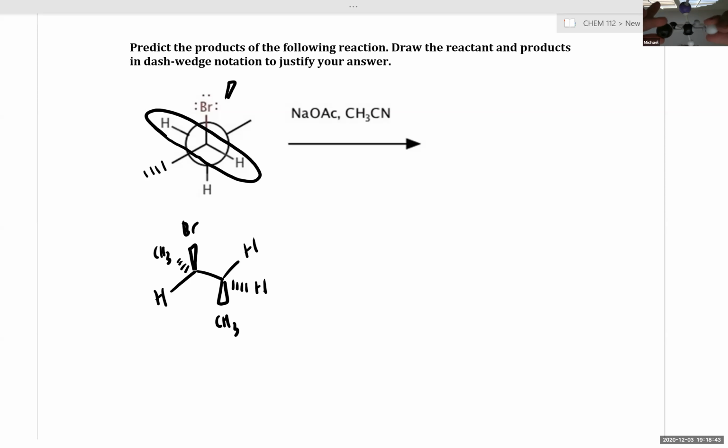Okay, so here's our structure. Now, in order to go from the Newman projection to dash wedge notation, all I'm going to do is turn this structure on its side, and make my carbons part of the central carbon chain. And now I'm going to draw what I see. So this structure is equivalent to the following. We have our carbon chain, and which groups are pointing towards us? Hydrogen and bromine, right?